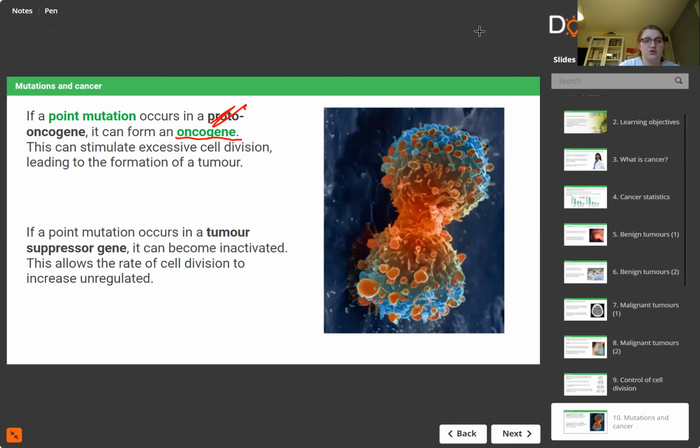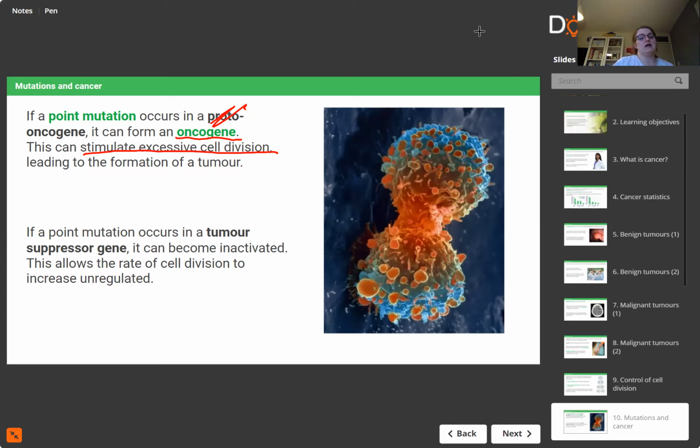When these proto-oncogenes function normally, they stimulate cell division. And they do this by producing proteins that make cells divide. If a mutation occurs in our proto-oncogene and it becomes an oncogene, the gene can then become really, really overactive. So then it stimulates excessive cell division and it causes the cells basically to divide completely uncontrollably. And so then the rate of division increases and a tumor is formed.